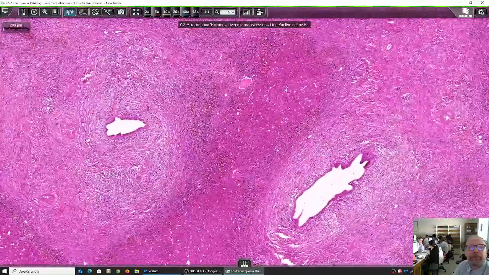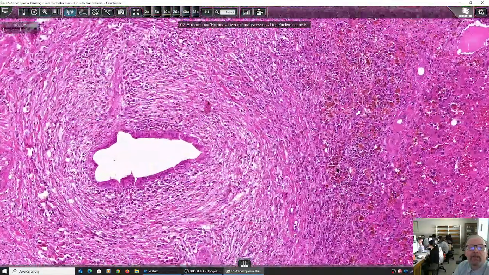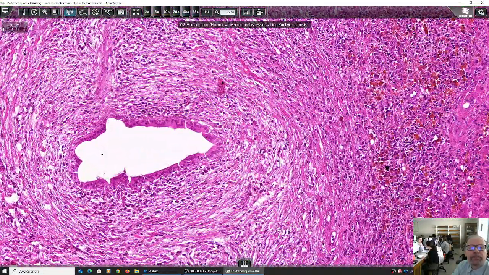Let's have a look here. So, what structure is this? Who can tell me? It has a lumen, you see? The empty lumen, and we have a well-developed lining looking at the lumen. So what is this? Yes? It's a glandular structure. A glandular structure in the liver is a bile duct.